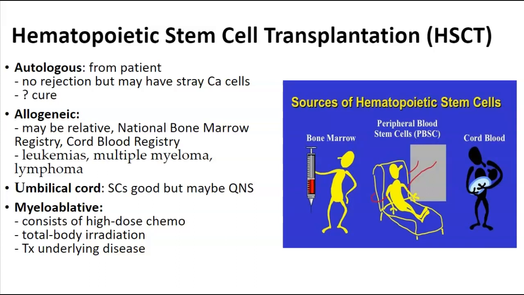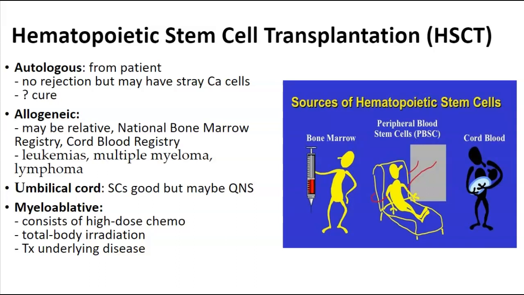Allogenic, this is from somebody other than you, right? Could be a relative, could be just a donor from the registry. Umbilical cord. Great stem cells in umbilical cord blood, but may not always be available for people and may not be enough.